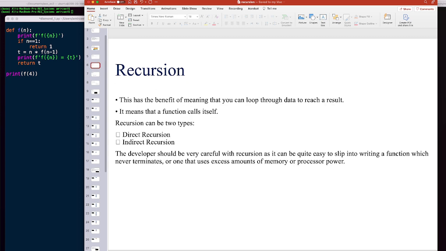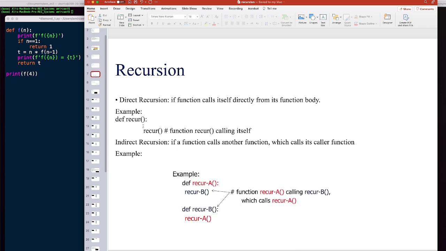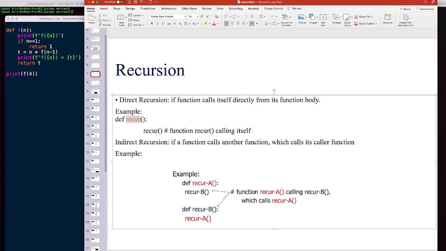Like I said, there are two types of recursion: direct and indirect. Very simple. Direct: we call the same function within the same function. So recur here is called inside this recur. So this is direct. Indirect is when we have two functions that each call the other. Look here: recur A is calling recur B, and when it comes to recur B, it calls recur A. So that's how recursion happens in this example. But in this series of videos, we just focus on direct. The idea and the concepts are exactly the same.